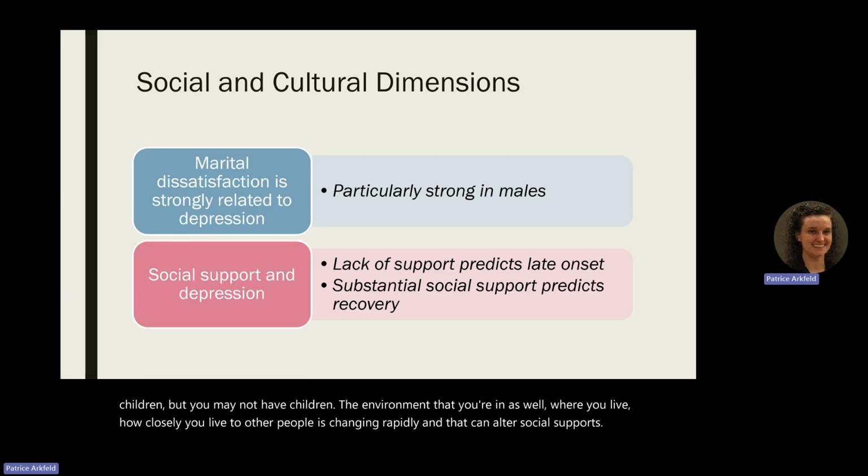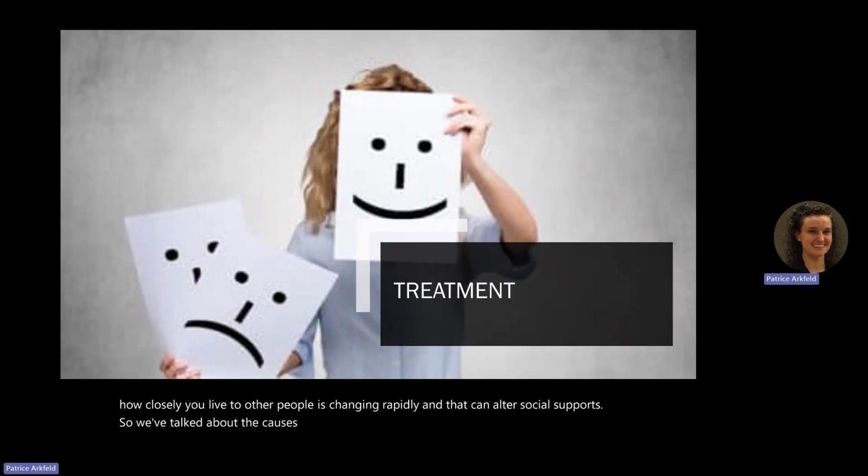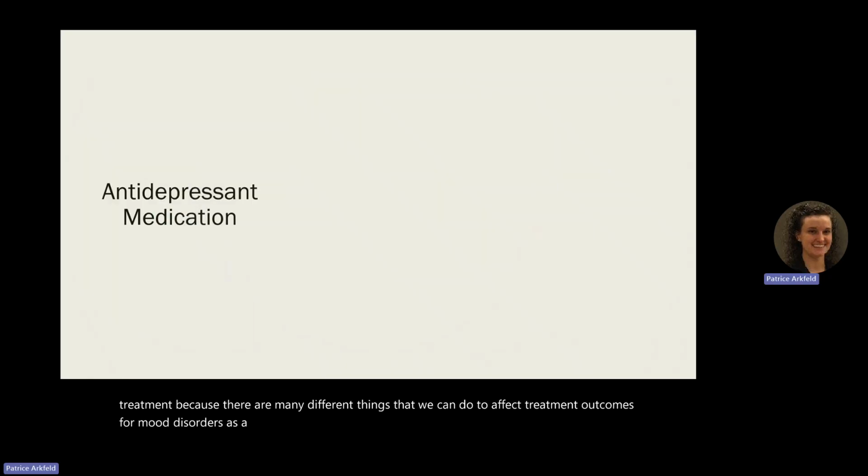So we've talked about the causes of these mood disorders. Let's take some time to talk about treatment because there are many different things that we can do to affect treatment outcomes for mood disorders as a whole. One of the most common treatments for depression is antidepressant medications.